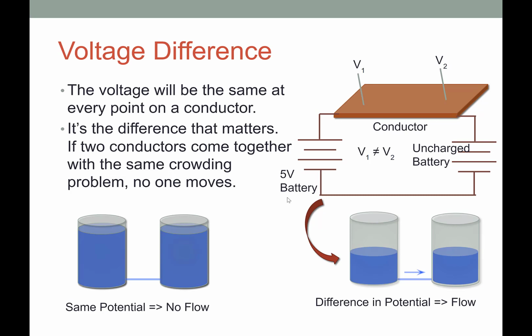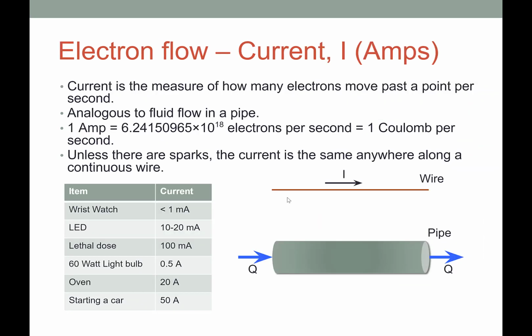In electricity, that happens really quickly and sometimes kind of violently, so it's not a good idea to connect a charged battery with an uncharged battery. Electron flow is basically the movement of electrons. We call that current. Its symbol is I and its units are amps. It's a measure of how many electrons are moving past a point per second. We can think about that like fluid flow in a pipe. And unless we have sparks flying somewhere else, the current on a wire is the same everywhere along that wire.